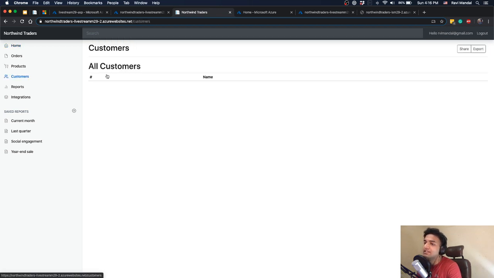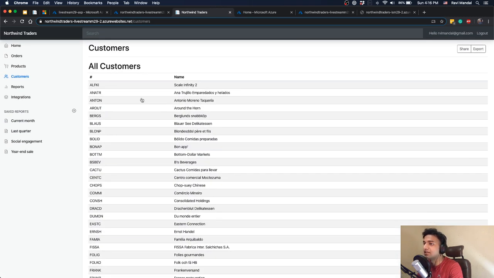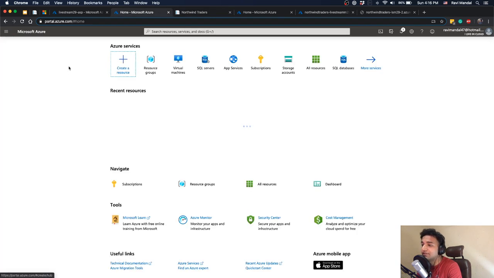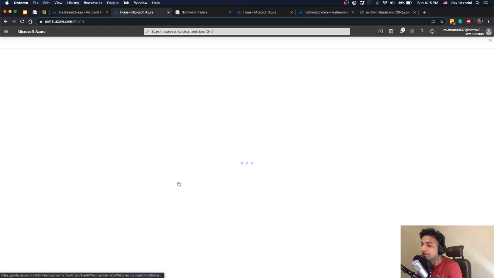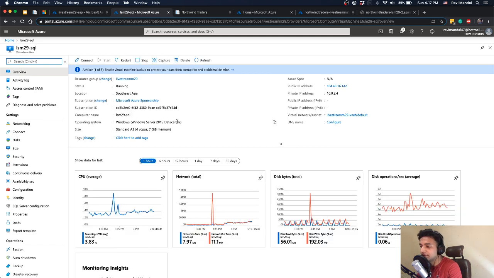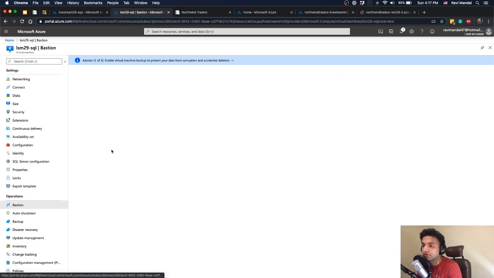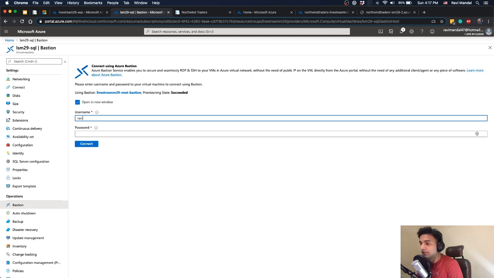It has certain customers. This is a list of customers that is coming from the SQL database. The SQL database is actually hosted on Azure itself, on an Azure virtual machine. I can connect and show you what's going on on the Azure virtual machine itself. It's a virtual machine that has 7 GB of RAM and 4 cores of processors.